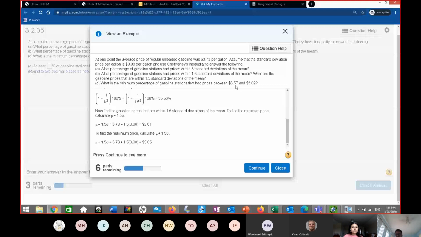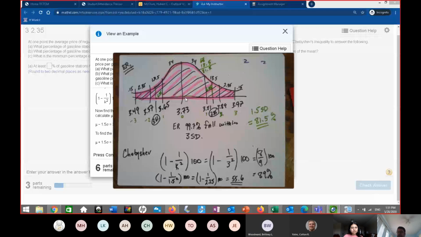Now, by the empirical rule, 357 and 389, I'm going to go with a yellow. Let's see if this highlighter works. Oh, that's pretty dead. I need to throw that one away.